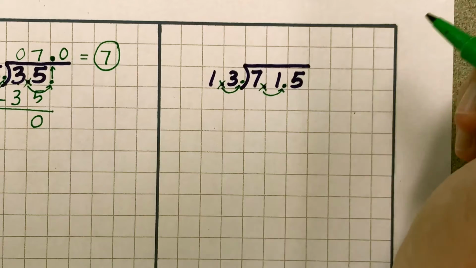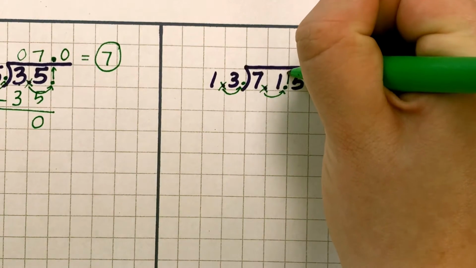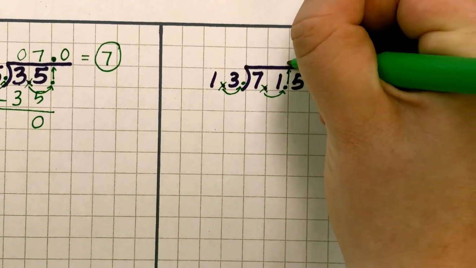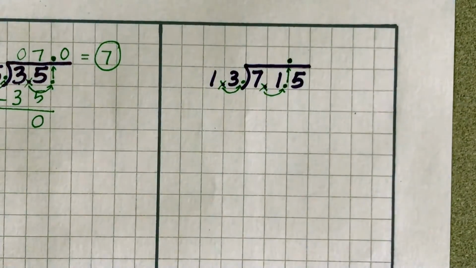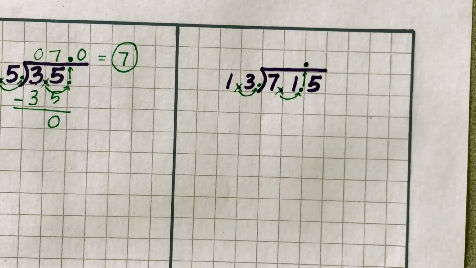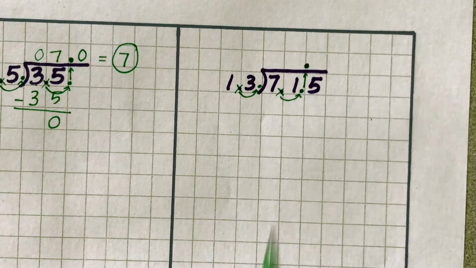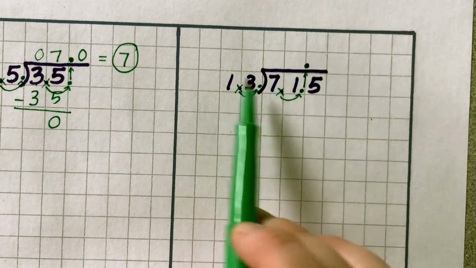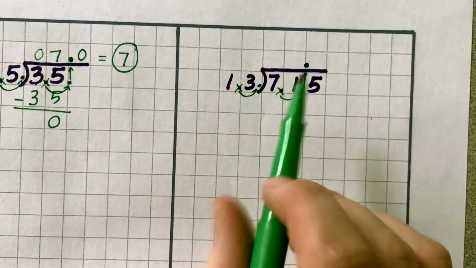Our next step before we even start dividing is to move our decimal up, put it on the elevator, move it right up. Do not change its place. You want to keep it in the same place. Just move it right there on top of the division bar so that it's going to be part of our quotient. All right, so now let's get started with our dividing.